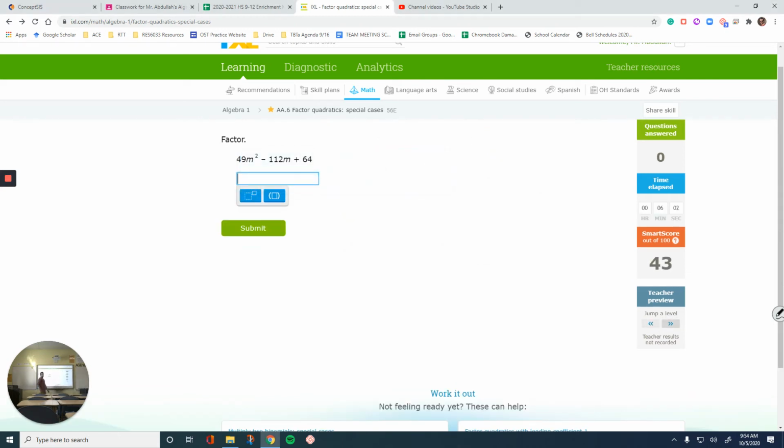Another trial and error question. So I see that this is 7 times 7, 8 times 8. Those are perfect squares. So I'm going to try to divide it that way. Because if it's a perfect square, probably they want me to set it up that way.